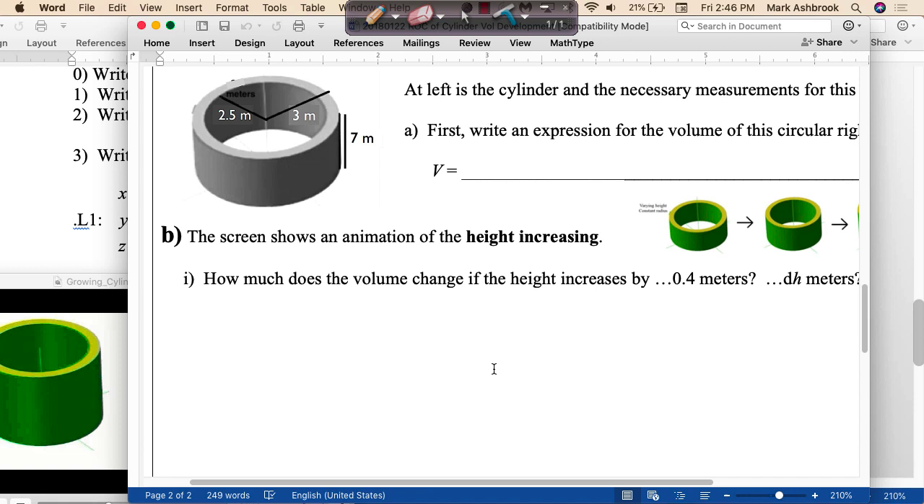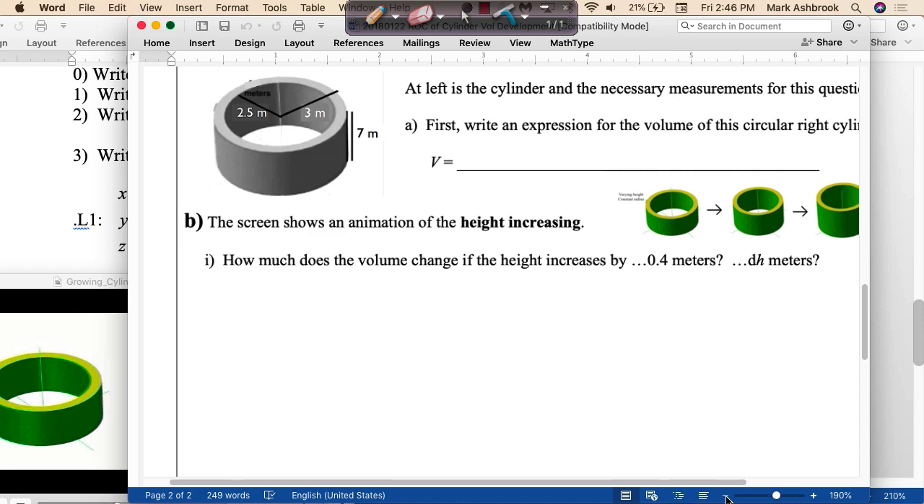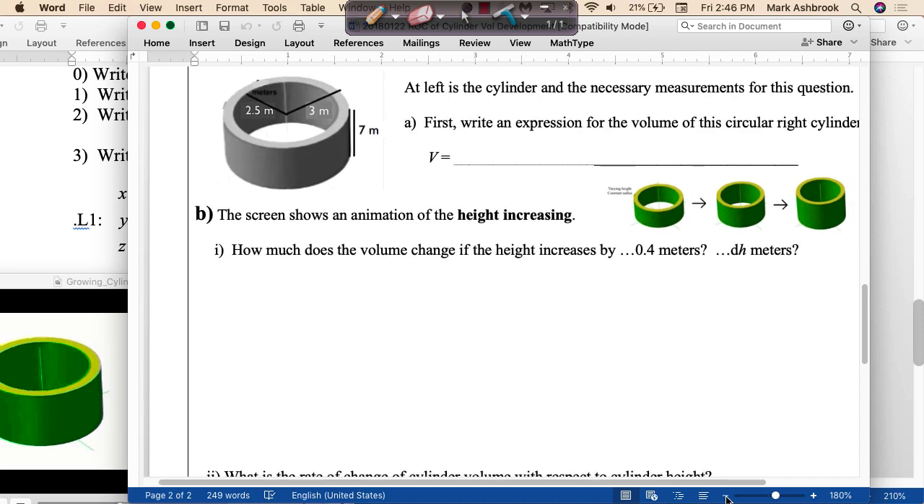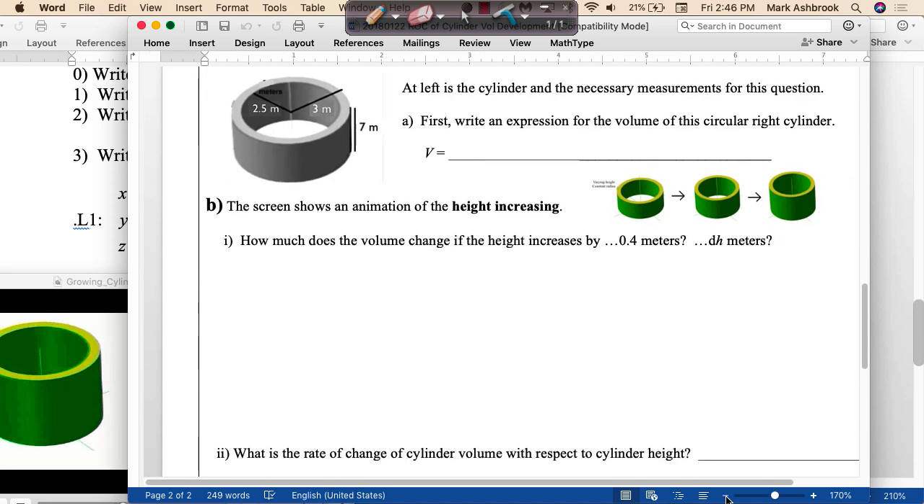Okay, so we've got our cylinder there. And you've got the dimensions: inner radius 2.5, outer radius 3, and height 7. The first thing we want to do is write the volume of that static cylinder with those dimensions, right? So we're going to write an expression for the volume of that right circular cylinder.